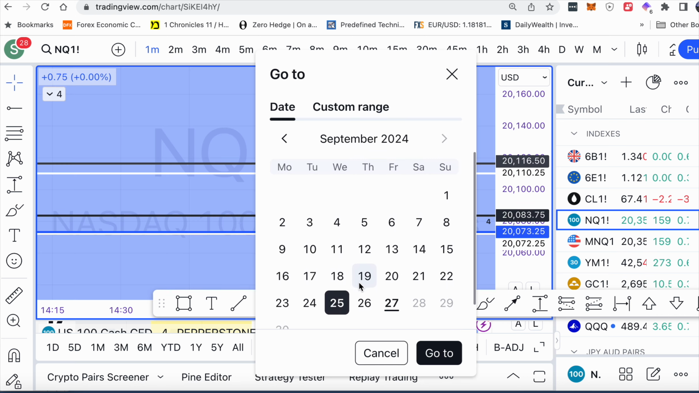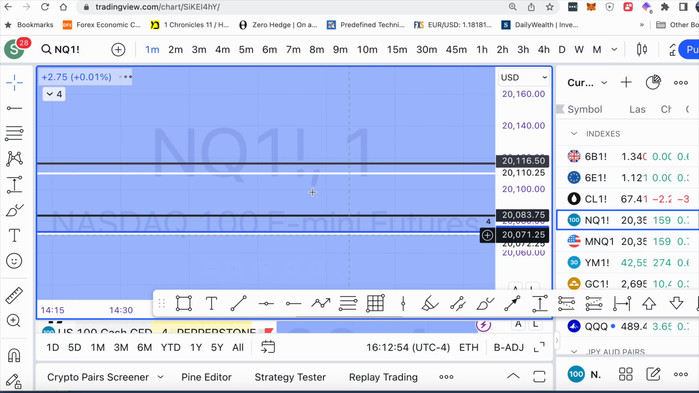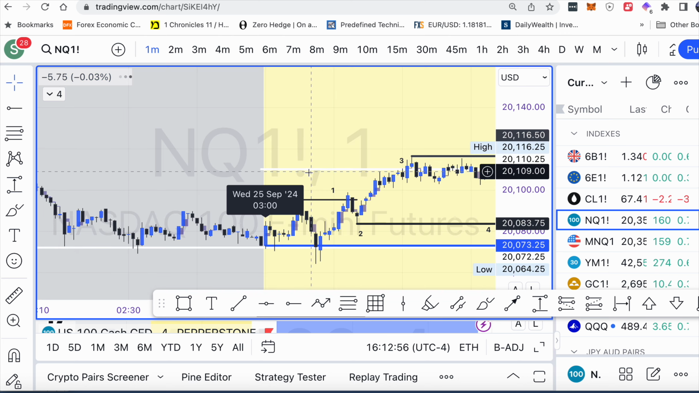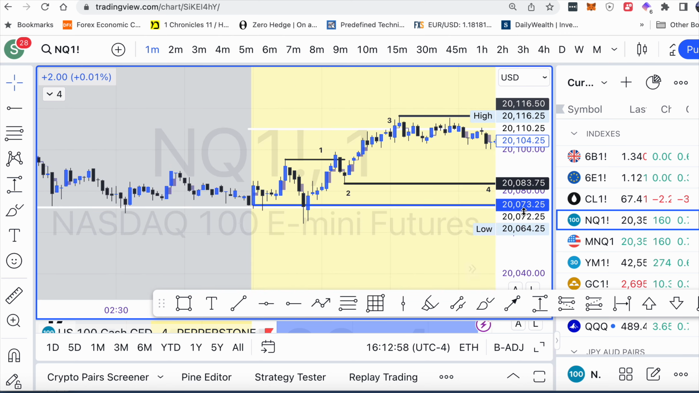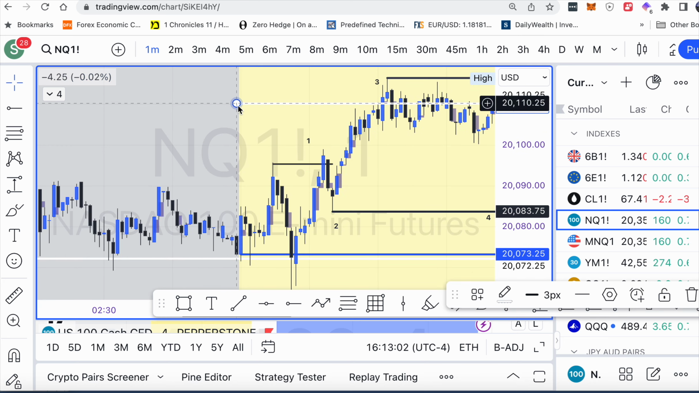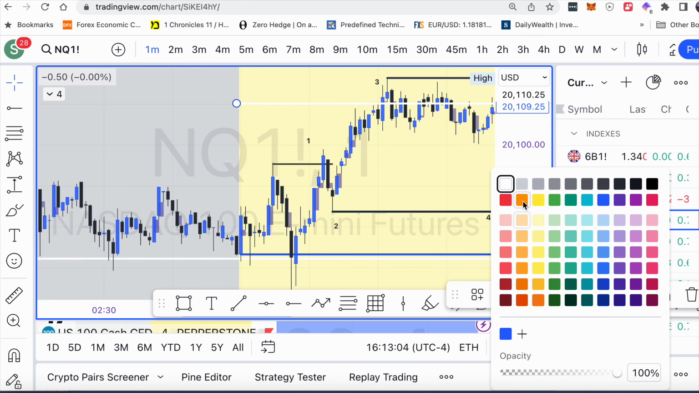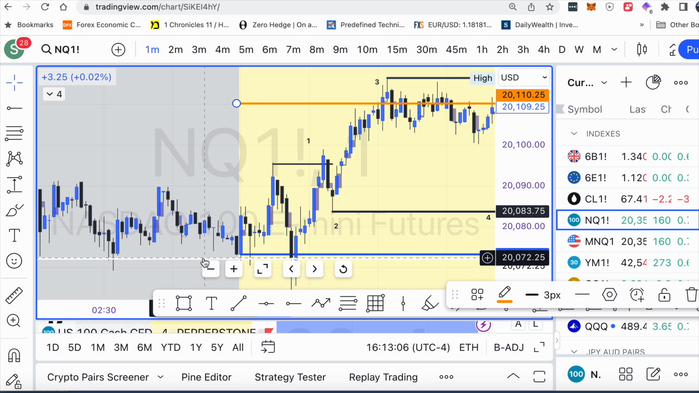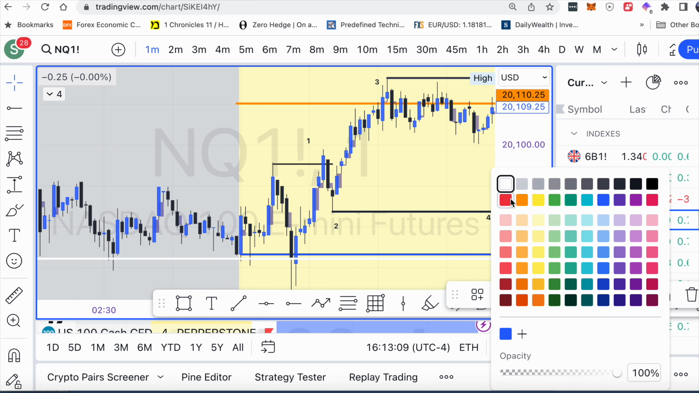and we go back to the 25th September 3 a.m. and let me show you. And this is the candle. So now you see the white, they're not really that visible on the yellow color. That's why I like to give it another color. I'll make it red, so red might be more visible to the eye.